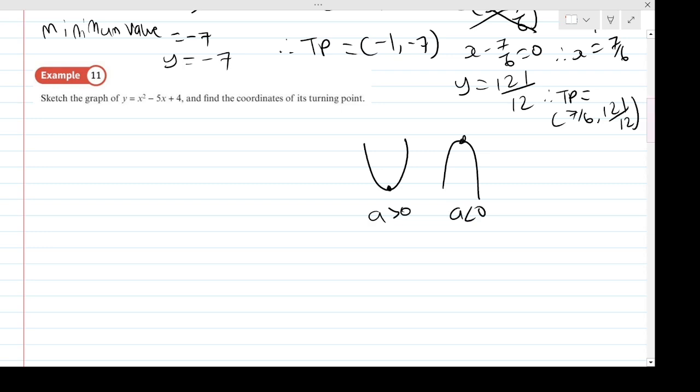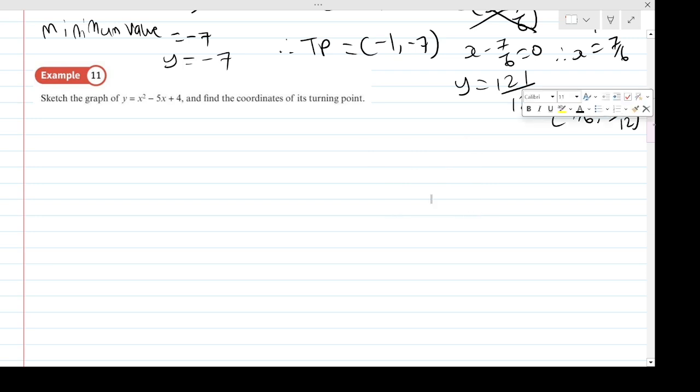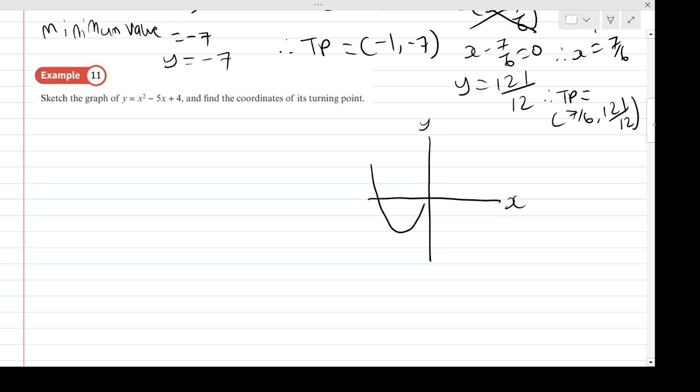We saw how to use the complete square to find those points. But there's some other stuff we need to be aware of with sketching. For example, here, if you have x and y axis, well, this is the turning point. Cool. We know it's a smile, so it has to be positive a, the coefficient of x squared.